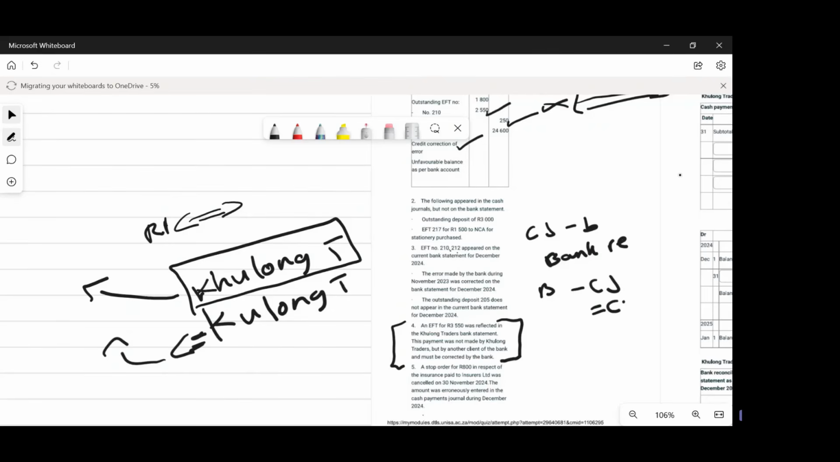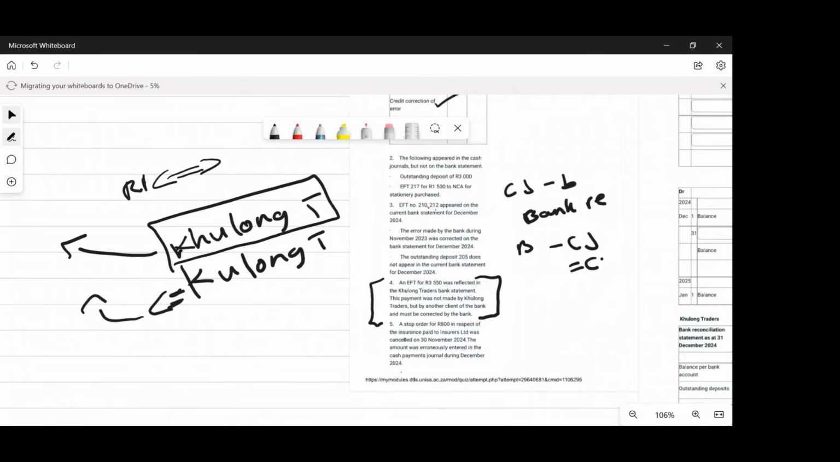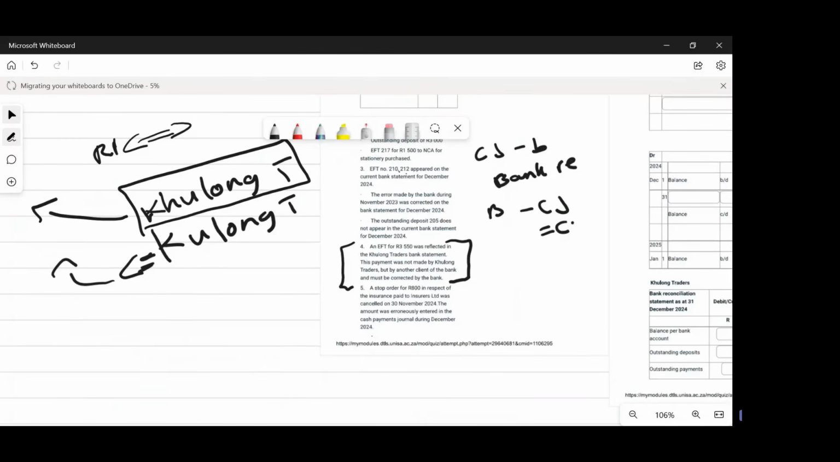You understand this one, right? Yeah. Okay. And then you go to number 5. Number 5 says a stock order for 800 in respect of the insurance paid to insurers Ltd was cancelled on 13 November 2024. The amount was erroneously entered in the cash payments during December 2024. So if this amount was recorded in the cash payment and we had cancelled it, which means cash payments are dealing with money coming out of our business, right? Yes. Agree? Yeah. Okay.